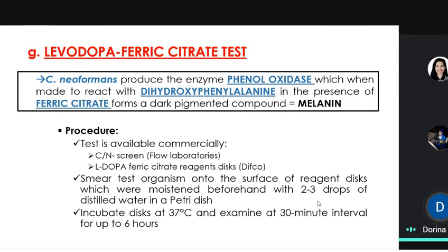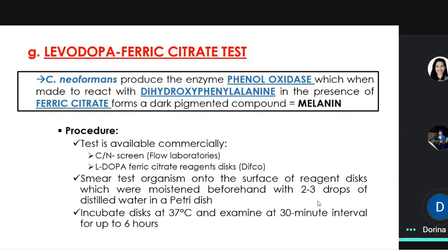And then, you have your levodopa ferric citrate test, which is for your Cryptococcus neoformans, because it produces the enzyme phenol oxidase, which will react with dihydroxyphenylalanine in the presence of ferric citrate, so that it will form now a dark pigment compound, which is your melanin.